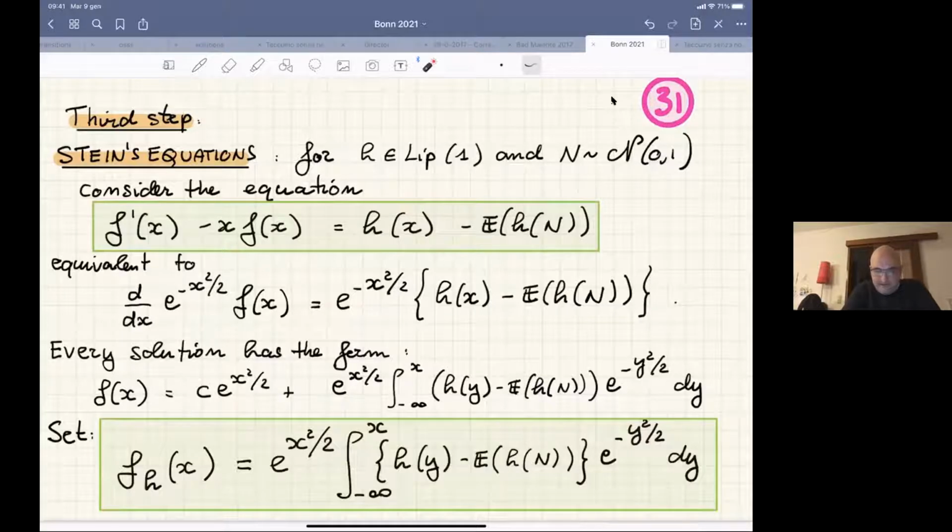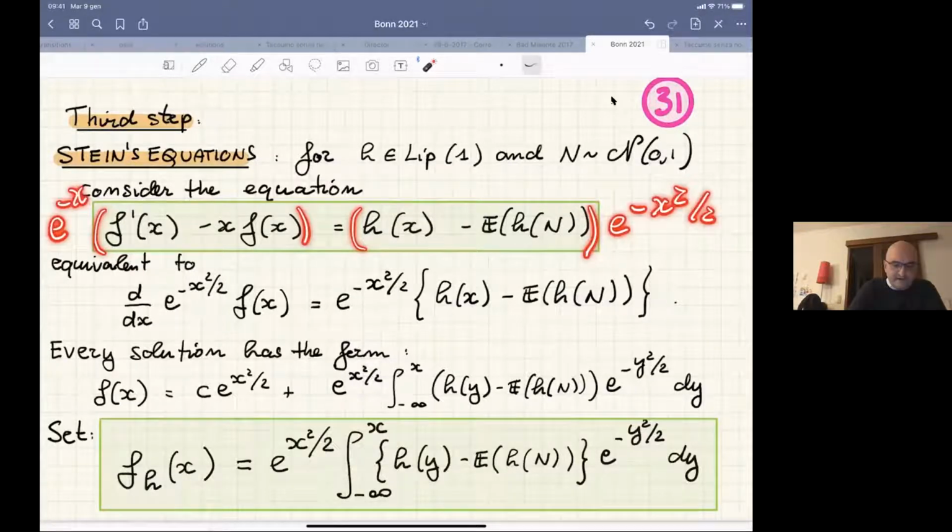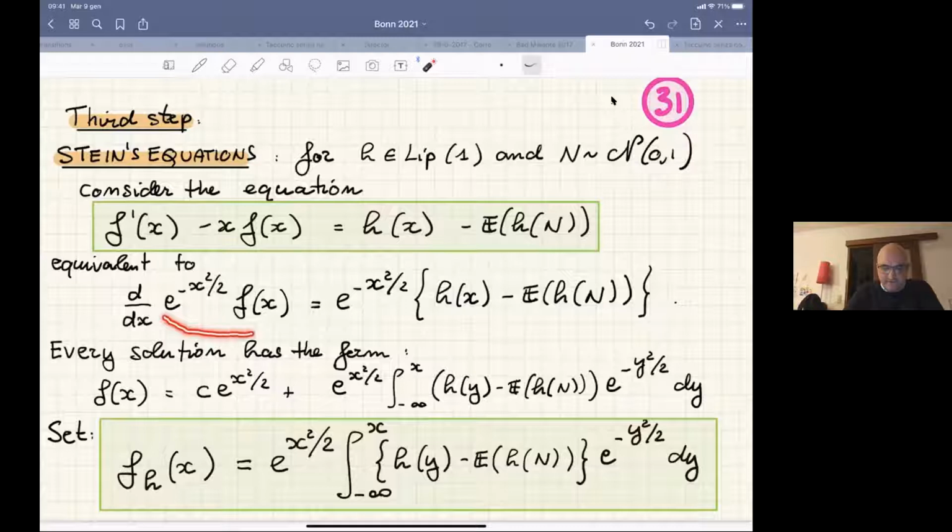Now this differential relation is equivalent to a relation which is very easy to manipulate, and it can be obtained in the following way. I can take the left-hand side and the right-hand side of the Stein equation and multiply both sides by the exponential of minus x squared divided by 2. And in this case, the Stein equation is equivalent to the second line in my slide, which is the relation: the derivative of exponential of minus x squared over 2 times f(x) is equal to the exponential of minus x squared over 2 times h(x) minus the expectation of h(N).